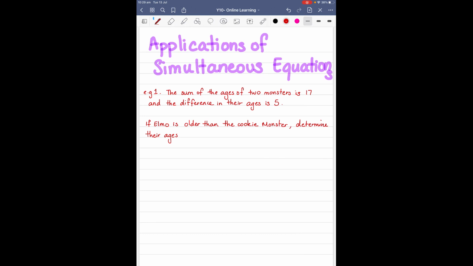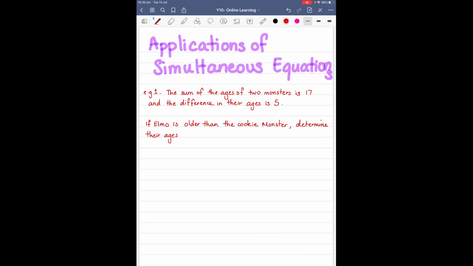What we are going to be doing is applications of simultaneous equations. I'm going to give you two examples to work off, and then for the rest of the lesson you guys will be doing questions given. Let's get straight into it.